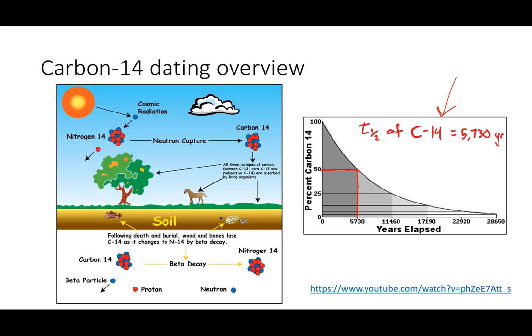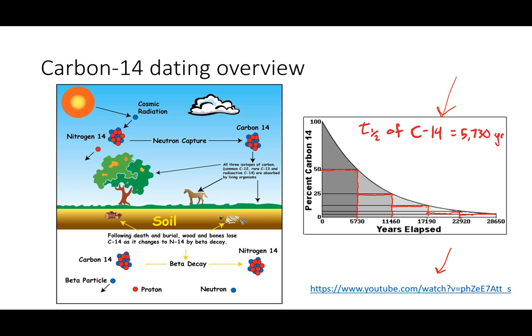After another half-life, you can see that you would end up at 11,460. And then this process continues, and you get fewer and fewer of the original sample. This is an exponential decay curve, and the way that this works is shown here in this diagram.